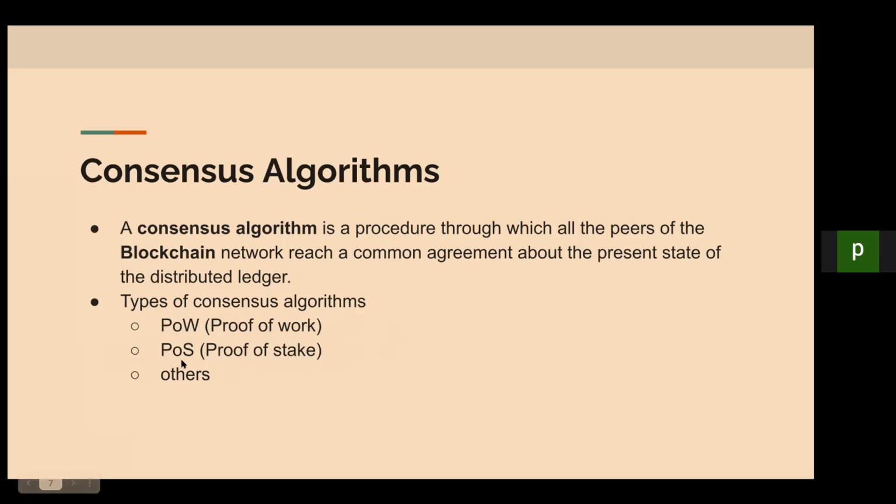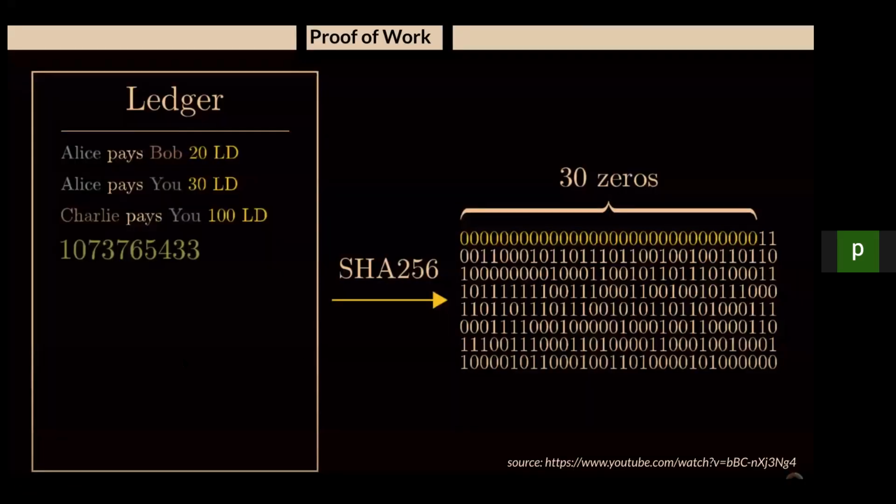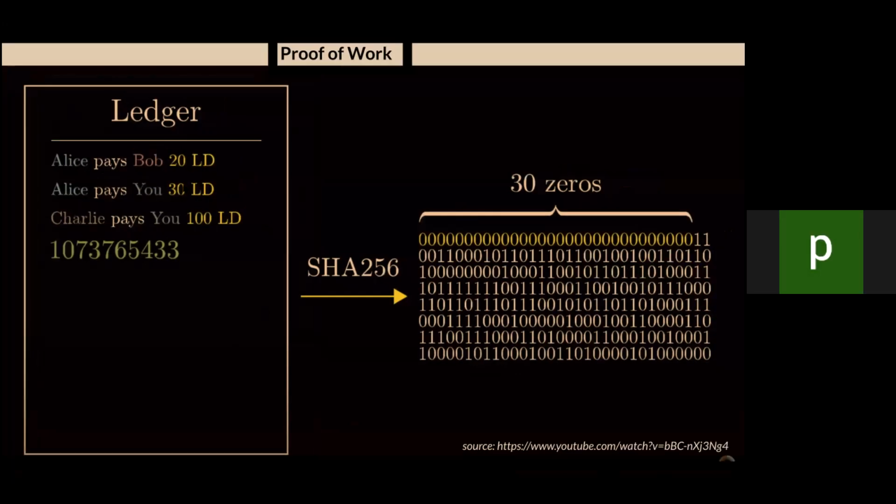Let's go over very briefly on both of them. So proof of work. Let's assume this is my blockchain transaction, Bitcoin transaction. So I have some piece of transactions written here. So let's say Alice made a transaction on blockchain that she pays Bob 20 ledger dollars or Bitcoin, and Alice also made a transaction to me, let's say 30 Bitcoin or ledger dollars. Charlie pays me $100.